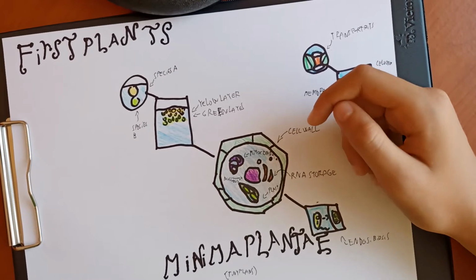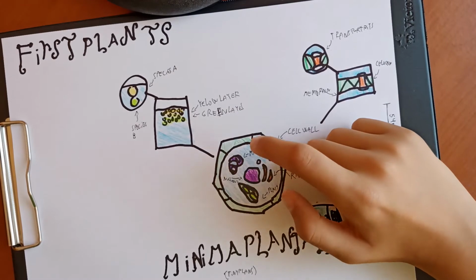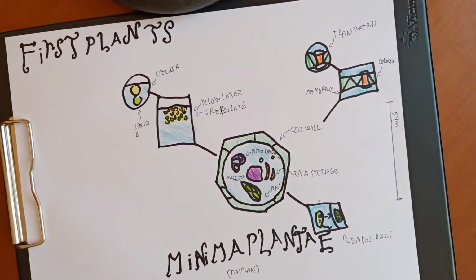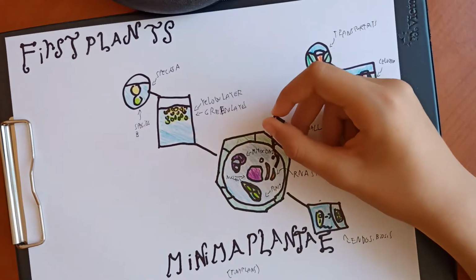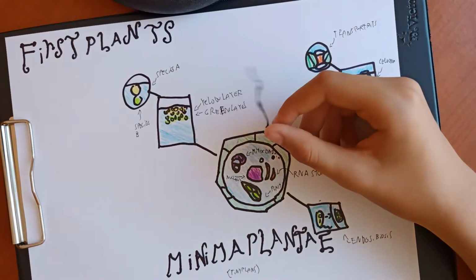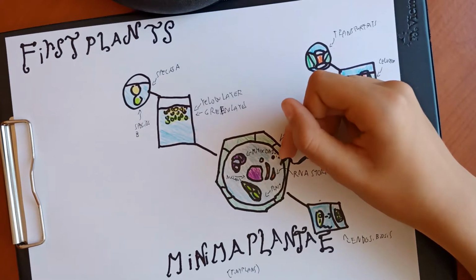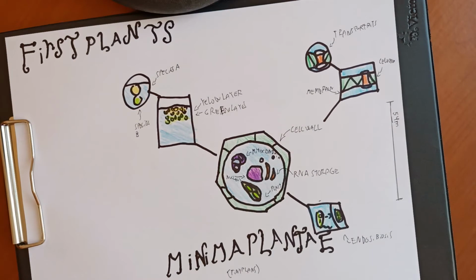Also, some proteins are made. Most of the proteins are made in the RNA storage. It stores some RNA, and reactivates or deactivates some depending on the environment. So let's say it's really hot, the RNA storage will activate the RNA that will code for heat resistant proteins or heat shock proteins.